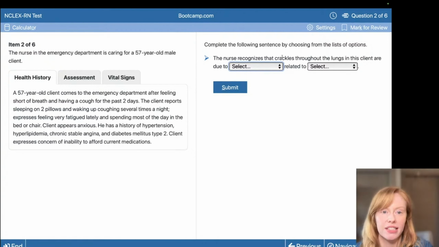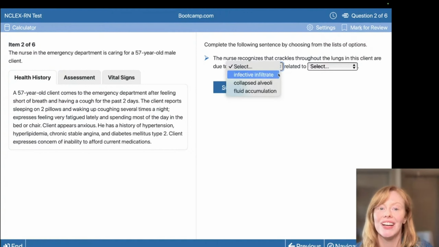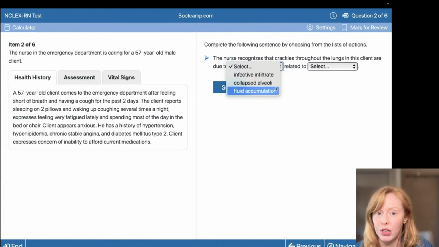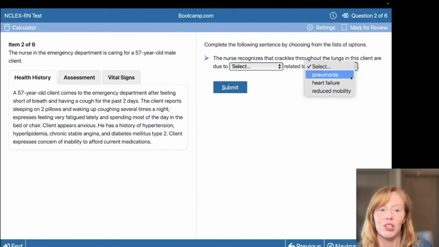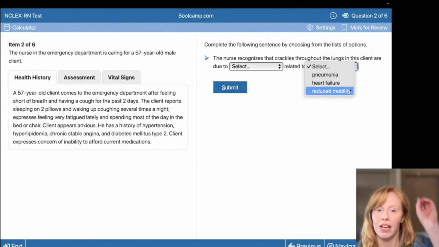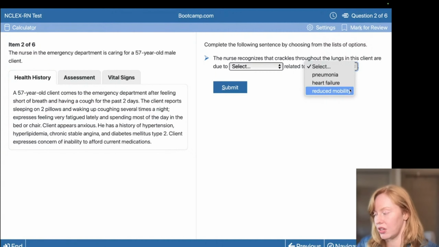So the nurse recognizes that crackles throughout the lungs in this client are due to either infective infiltrate, collapsed alveoli, or fluid accumulation that's related to either pneumonia, heart failure, or reduced mobility. So we have to kind of zoom out and think about all of our cues here. And I've got some guesses starting to come in. Vanessa says fluid accumulation and pneumonia. Claudine says fluid accumulation and heart failure.